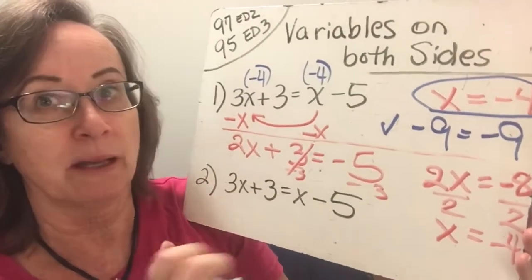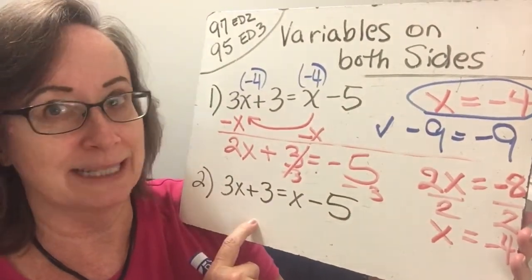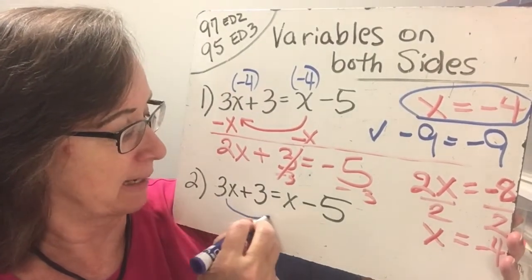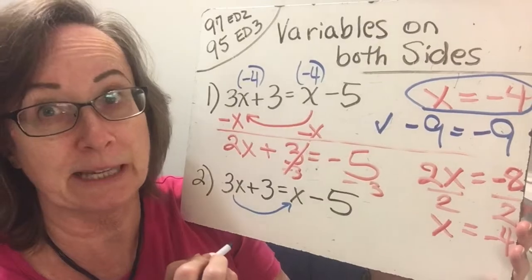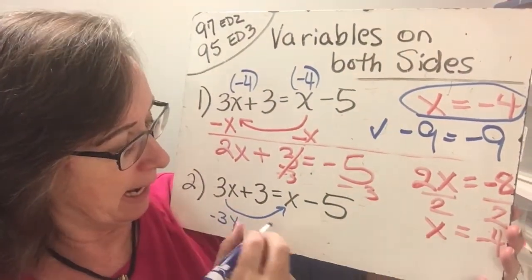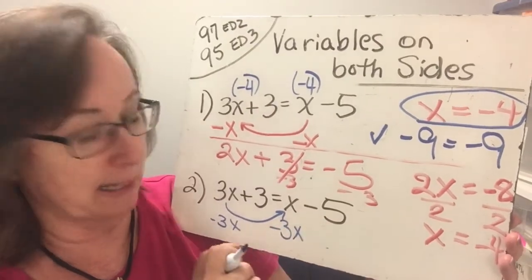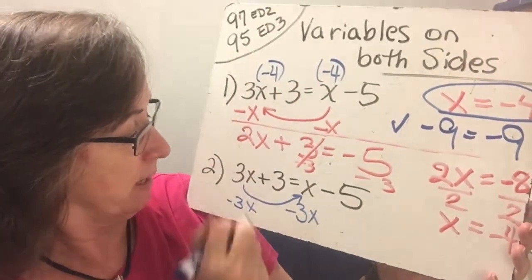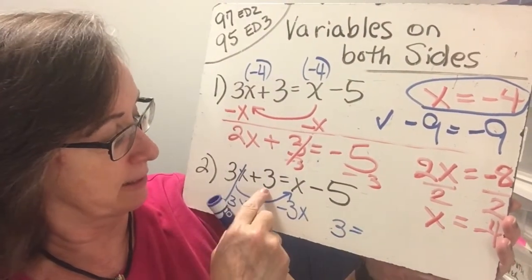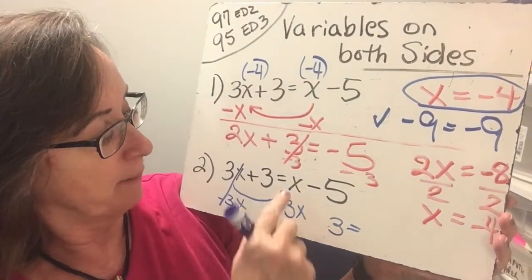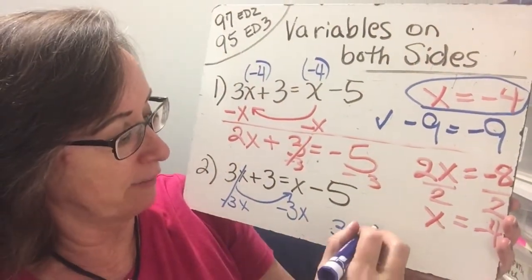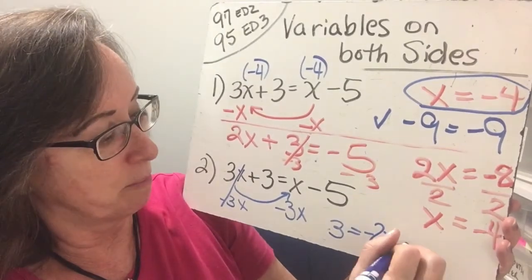So now we're going to do this one. It's the same problem, but we're going to get the 3x over this way. Just see if we get the same answer. So we're going to subtract the 3x and subtract the 3x on this side. Okay, so now this goes away, and we end up with 3 equals, so that's the 3 here. I ran out of space. X plus a negative 3x is a negative 2x minus 5.